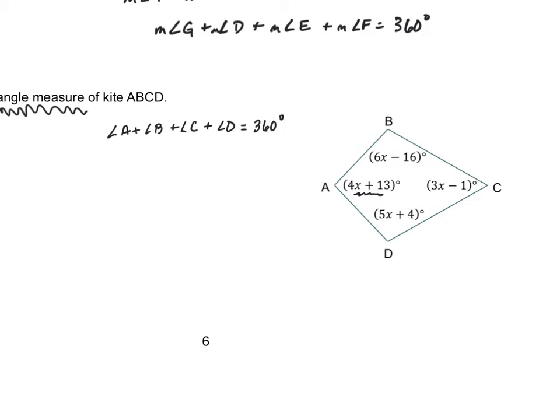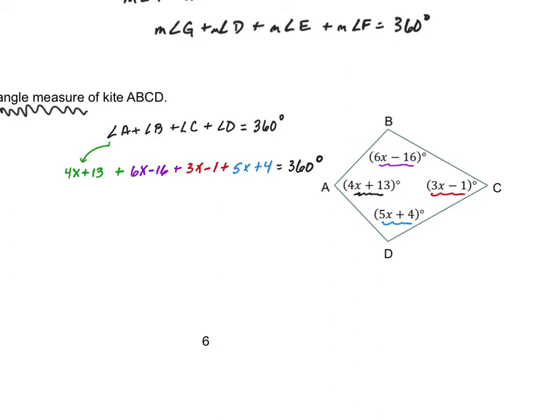I know that angle A is equal to this, so I can substitute that value in. Instead of angle A, I could say that angle A is going to be 4x plus 13, plus angle B is equal to this, so plus angle B is going to be 6x minus 16, plus angle C, right? I can substitute in 3x minus 1, plus angle D is going to be 5x plus 4, and those all together we said will equal 360 degrees.